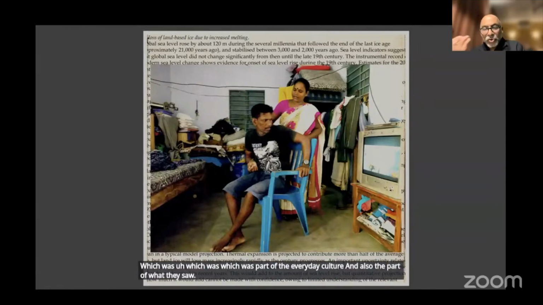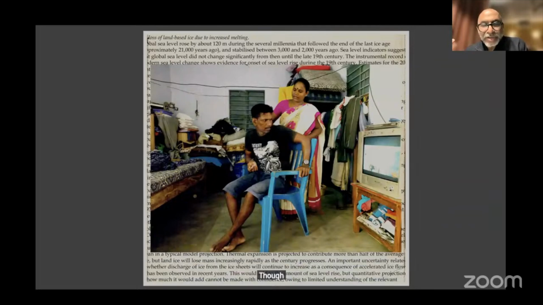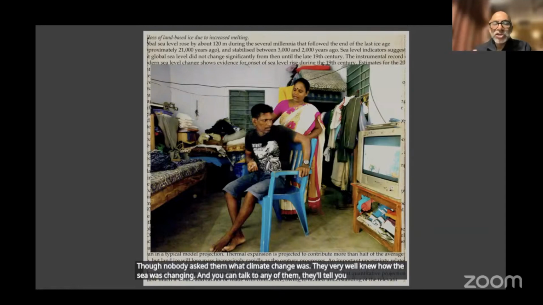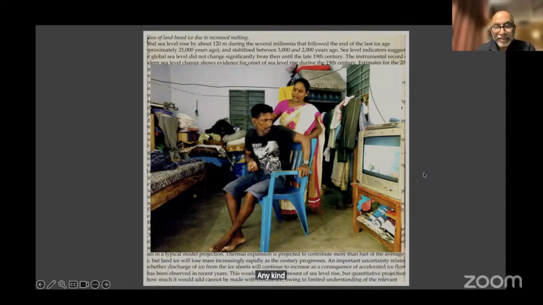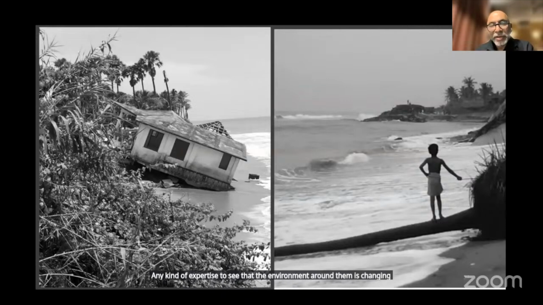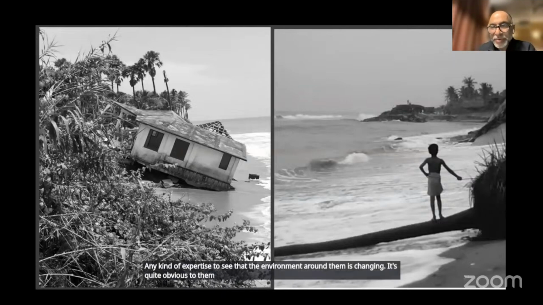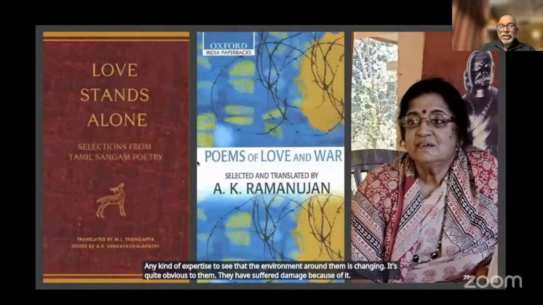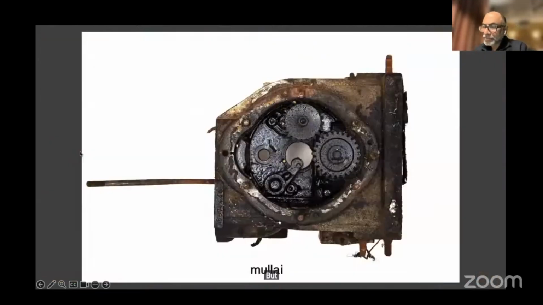So though nobody asked them what climate change was, they very well knew how the sea was changing. And you can talk to any of them, they'll tell you how the sea has been changing over the years and including from day to day. So they didn't need any kind of expertise to see that the environment around them is changing. It's quite obvious to them. They have suffered damage because of it. But also that they live it on a day-to-day basis.